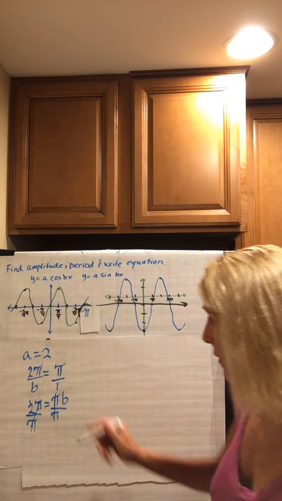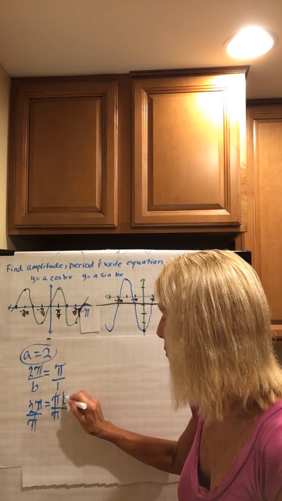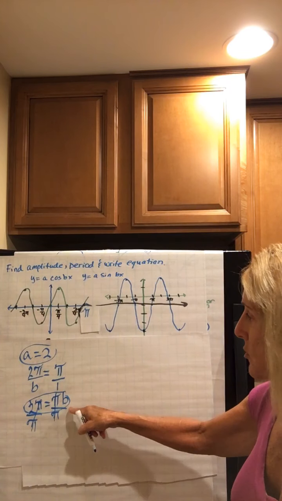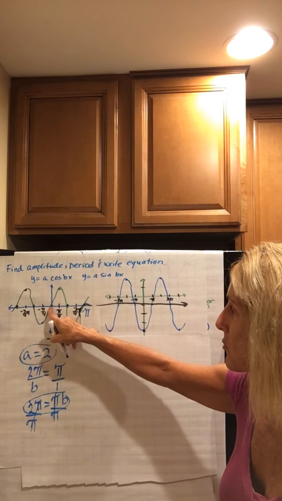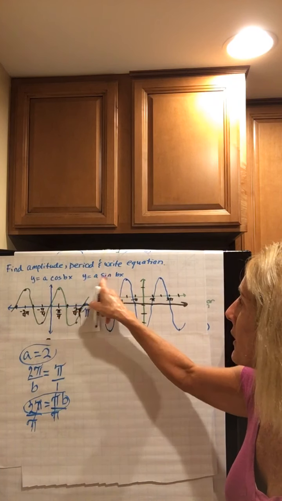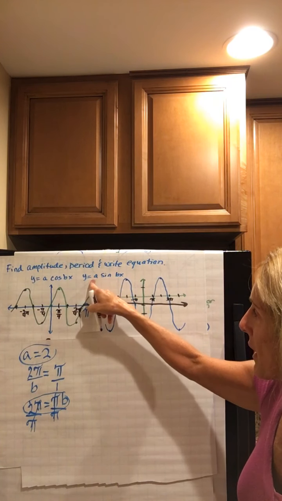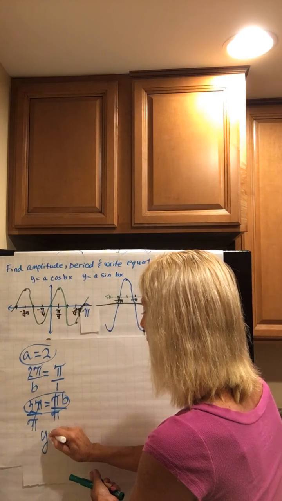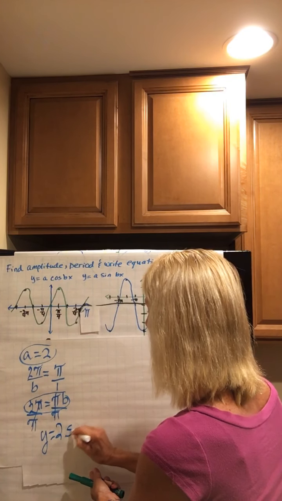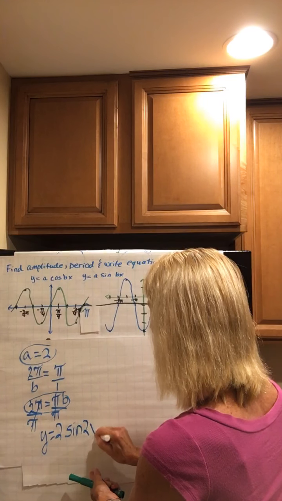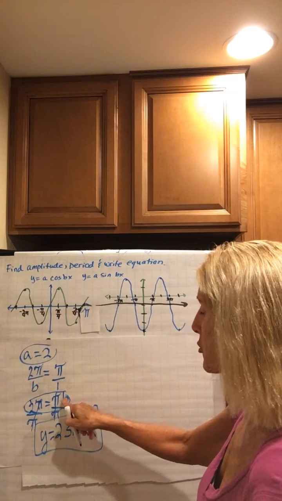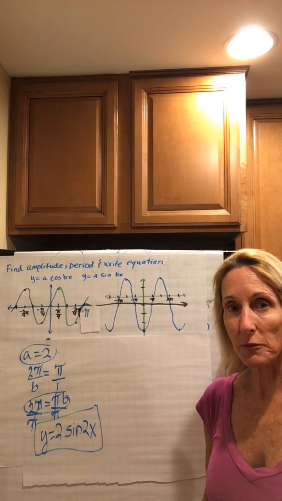So now I know my a, I know my b is 2, and so it's going to be easy to write the equation. Now remember, this is sine because it goes through 0. So here's my equation: y equals 2 sine of 2x. And that's your final. There are 3 steps. You find your a, you find your b, and then you write your equation.